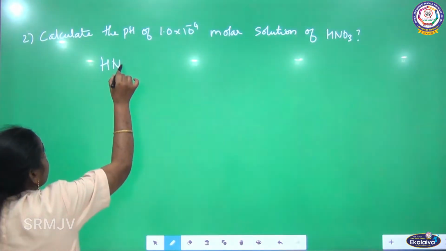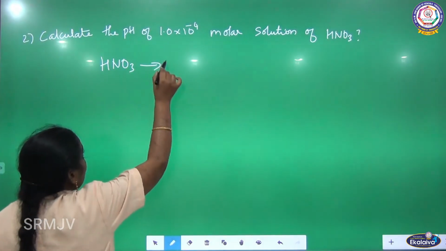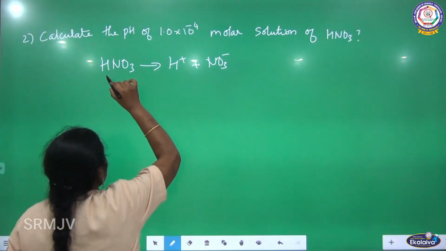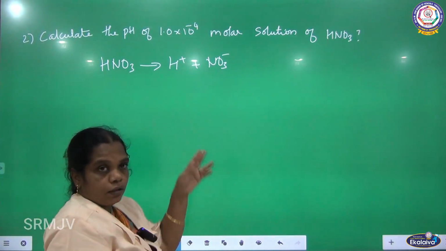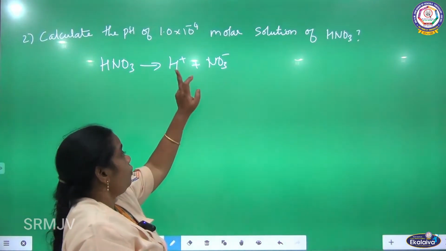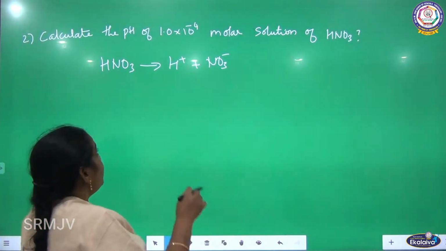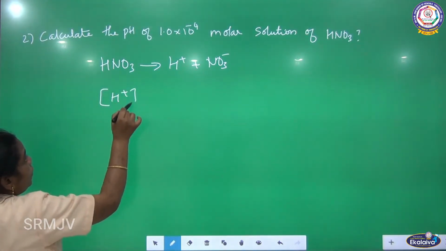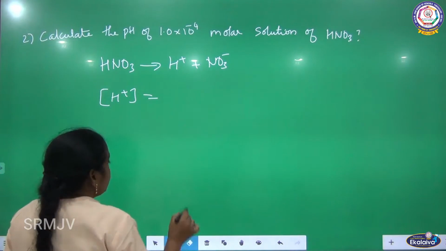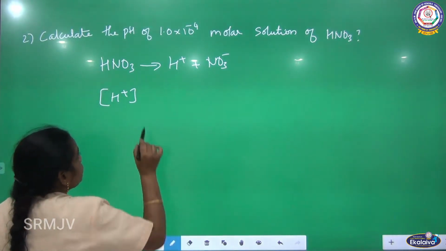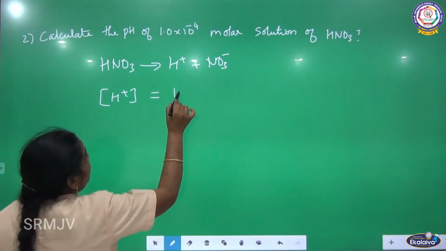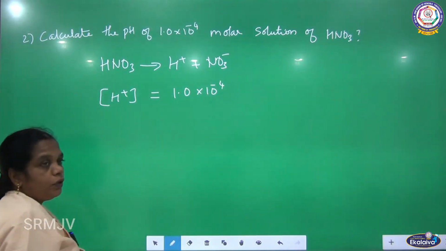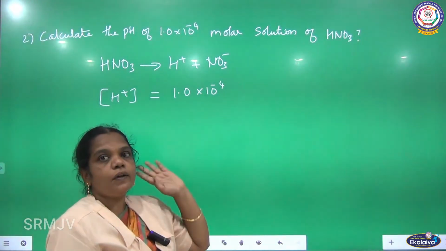So what is given in this medium is acidic medium. So this is one of the strong electrolyte, it dissociates into H plus and NO3 minus. So here 1 mole of nitric acid gives 1 mole of H plus ion. So now what is given in this? The concentration of H plus ion is 1.0 into 10 to the power minus 4. Now you want to find the pH for this concentration.